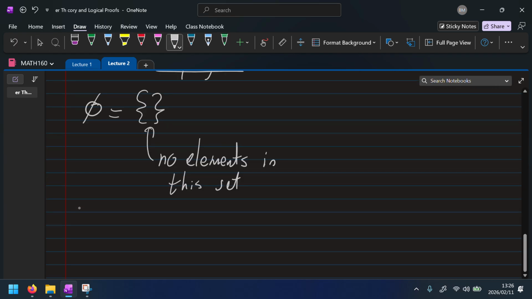Okay, and we can write that explicitly as the cardinality of the empty set is 0. Okay, and it is the only set to have 0 things because the empty set is unique. There's only one set that has nothing in it.